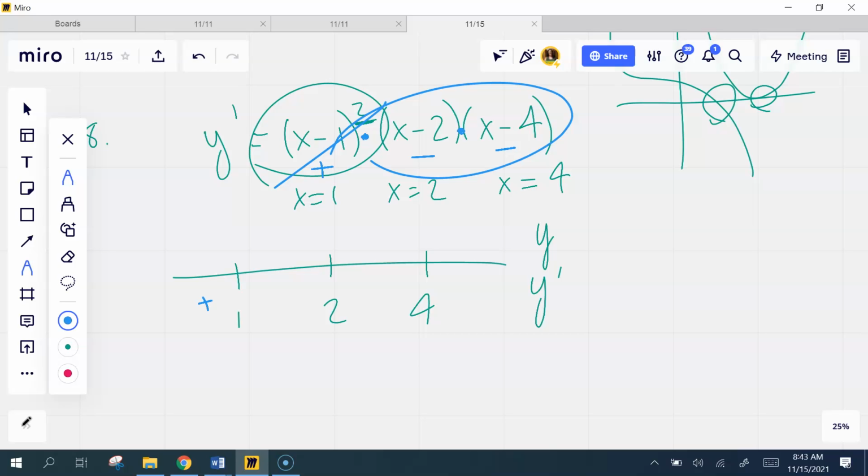A positive times anything is going to reflect the other sign. A positive times a positive is a positive. A positive times a negative is a negative. If you plug in anything after 4, always positive for sure. Or if you plug in like 10, you get 2 positive numbers. Okay, how about here? 1.5. 1.5 minus 2 is a negative. 1.5 minus 4 is a negative, which is going to give me a positive again.